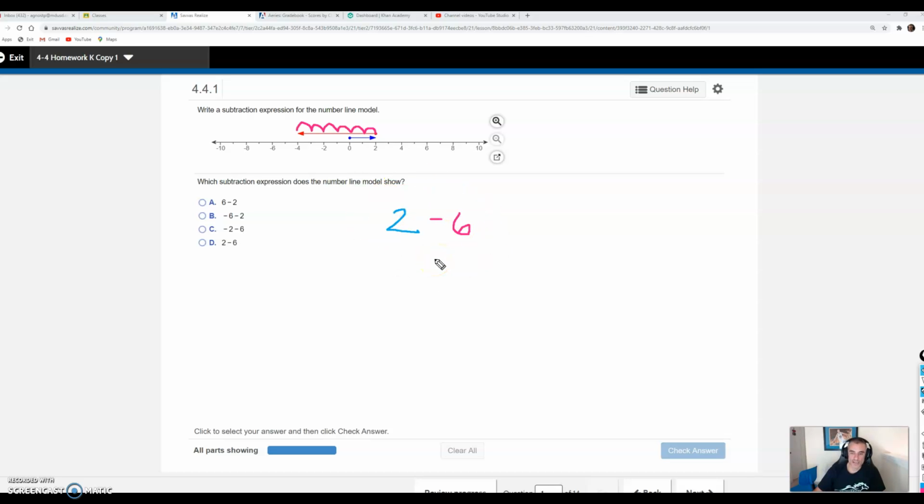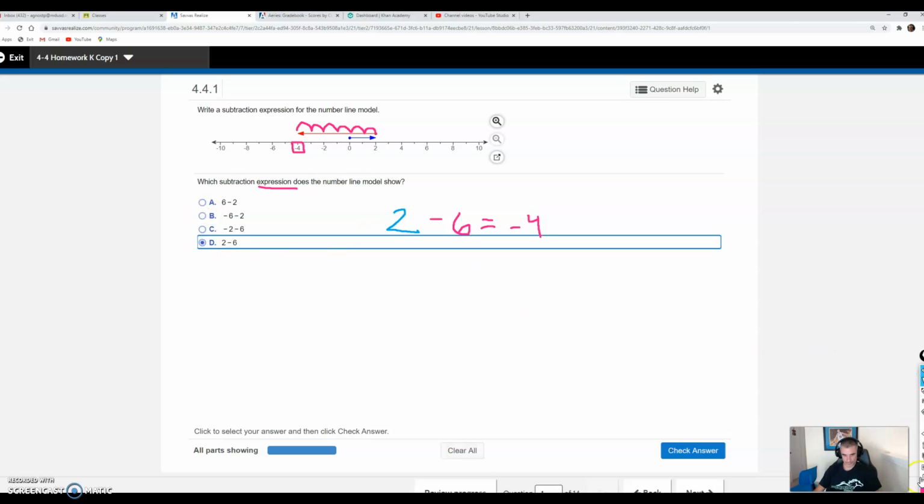The reason why it's an expression and not an equation is because we didn't say equals, right? An equation would say equals, and in this case, if you wanted to know what it equals, well, you can just go down right here, and we would see that 2 minus 6 is negative 4. But they just want the expression, so I go down my list here, and there it is. Choice D, 2 minus 6.